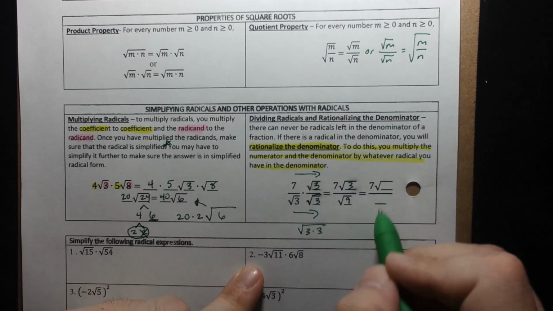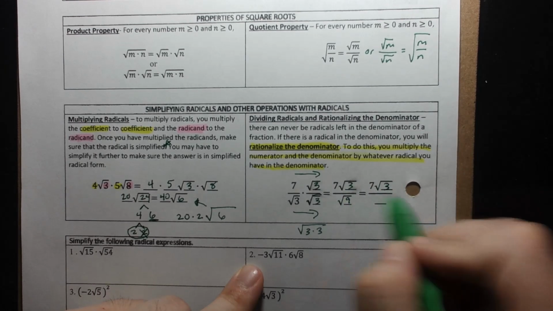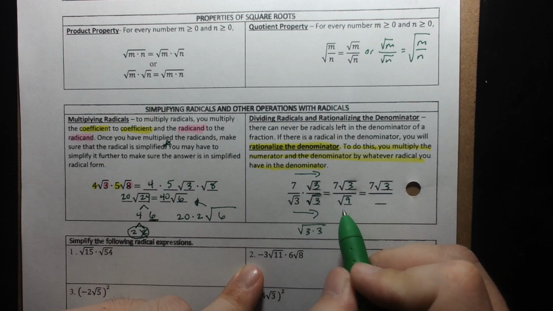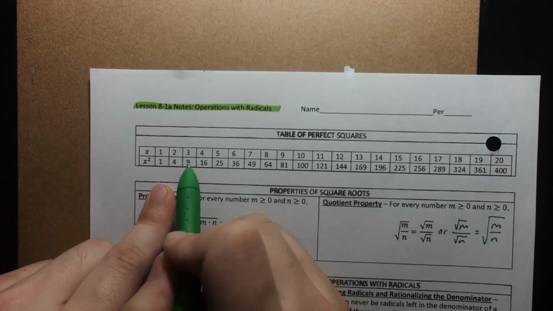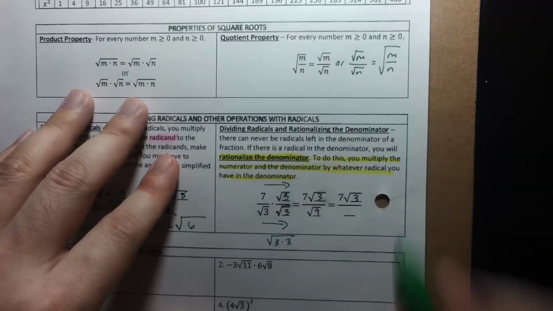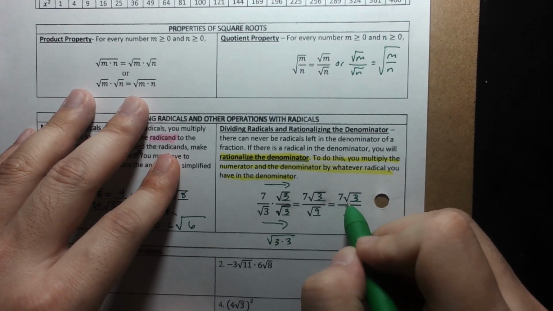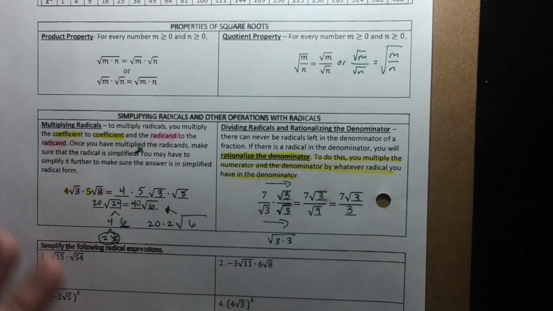Now you're going to keep on simplifying. 7 times the square root of 3, you're just going to leave that alone. But the square root of 9, right? 9 is a perfect square. So if I take the square root of 9, you're going to get 3. So your answer should be 7 times the square root of 3 divided by 3. And you're done. Okay?